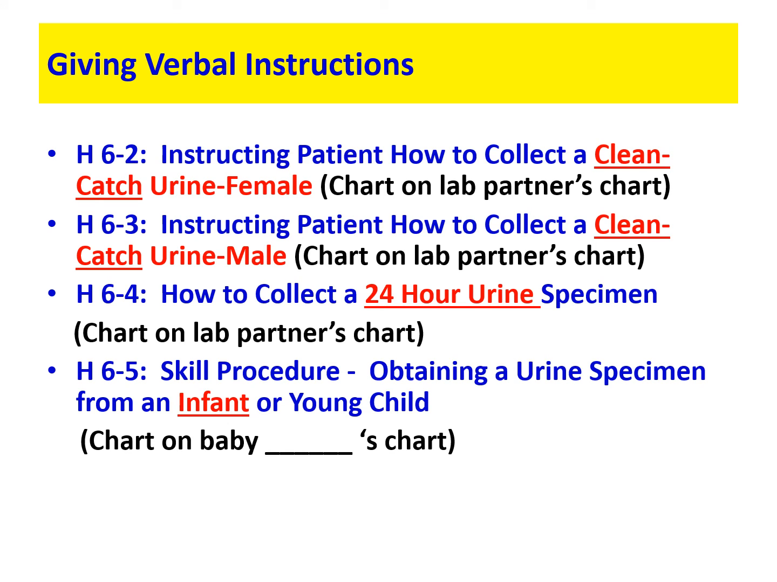Then move to page 77, H6-4. This is instructing a patient on how to collect a 24-hour urine. This is John Doe. Again, please make sure that if your patient is Jane Doe or John Doe, that you're going back to Jane or John Doe's chart in the back of your worksheet and you're charting what you've done on your patient, okay?